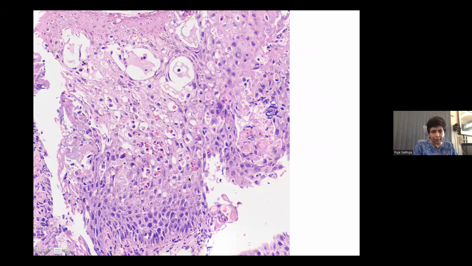Now, this is an example of a case where these small eosinophils, all in the intraepithelial location, have bright eosinophilic granular cytoplasm.